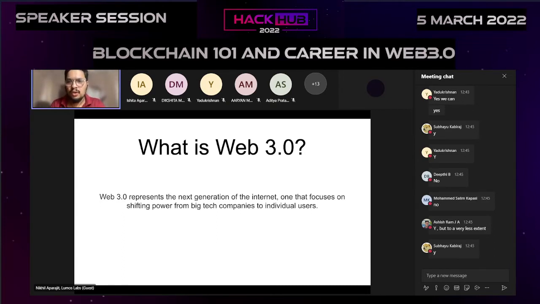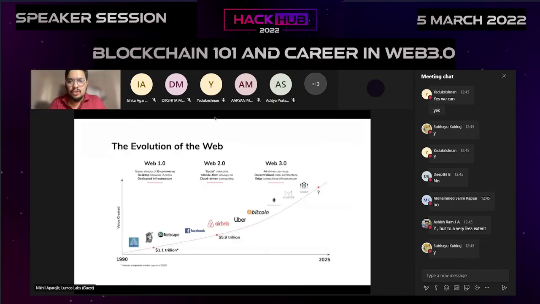So Web 3.0 is basically a concept of an internet where blockchain is the central technology on which the internet is built. I'll explain that in the presentation. So let's go with this evolution of the web. If you can see the screen, you'll see Web 1 that came in during the 1990s.